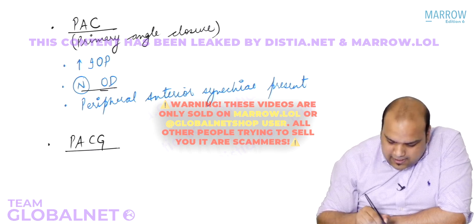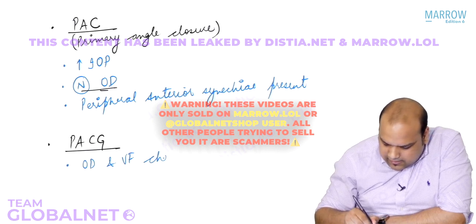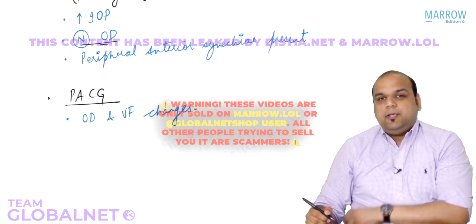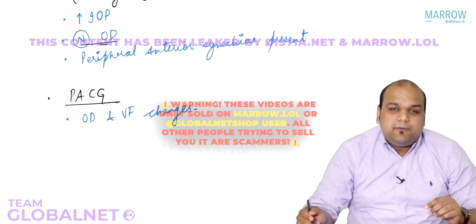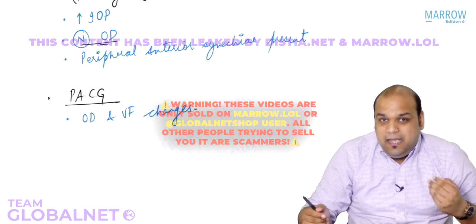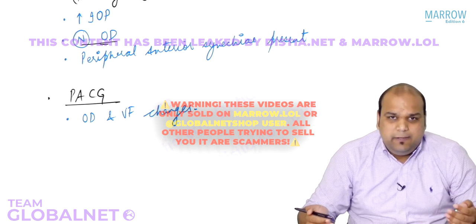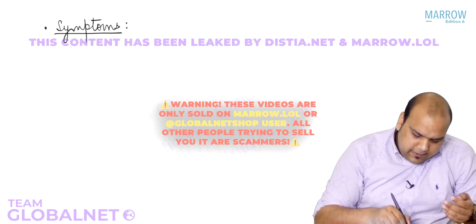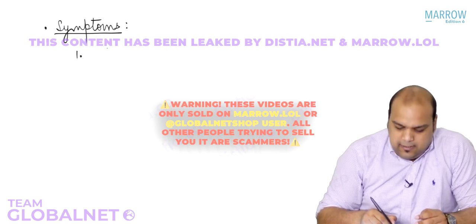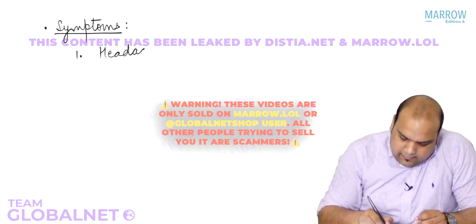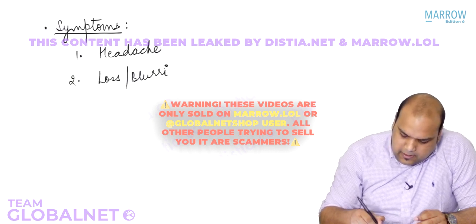So now the next stage is PACG. In PACG, what will occur? Optic disc and visual field changes. Only when optic disc and visual field changes are seen do you term it glaucoma. Otherwise, it will be a case of PACS or PAC, not PACG. And that's the system of classification now for any angle closure person. Okay, everybody? Done? Now, what are the symptoms of angle closure glaucoma? The symptoms are what we had stated previously. Number 1, headache. Number 2, there will be some loss, or I can say blurring of vision.